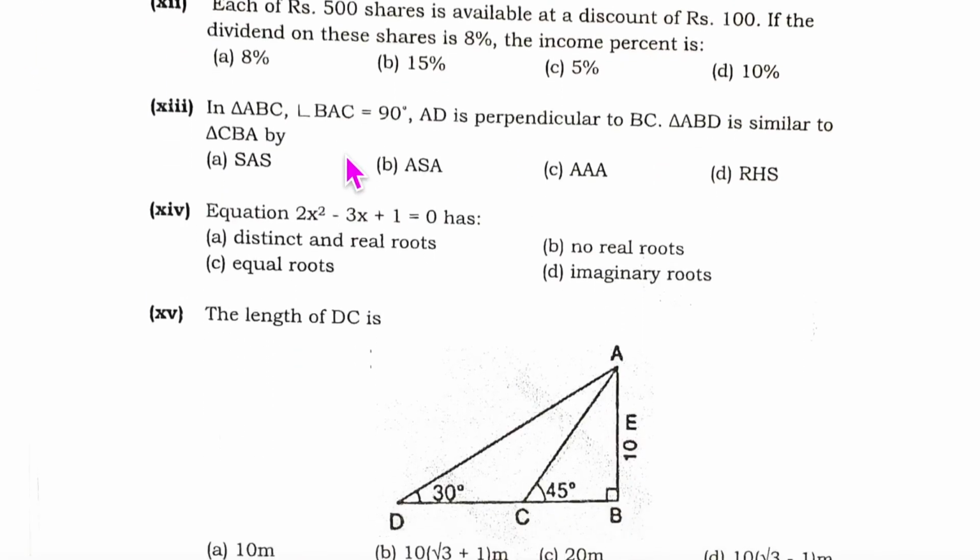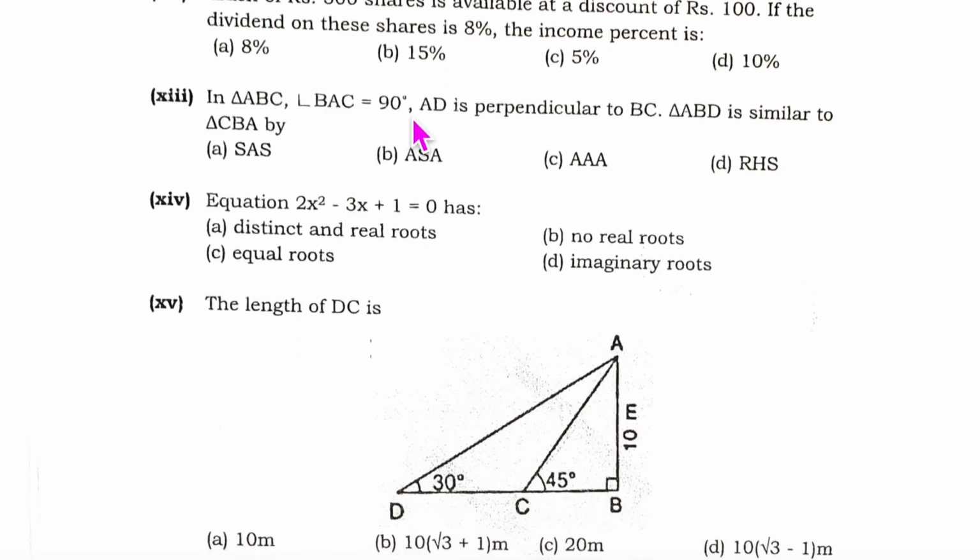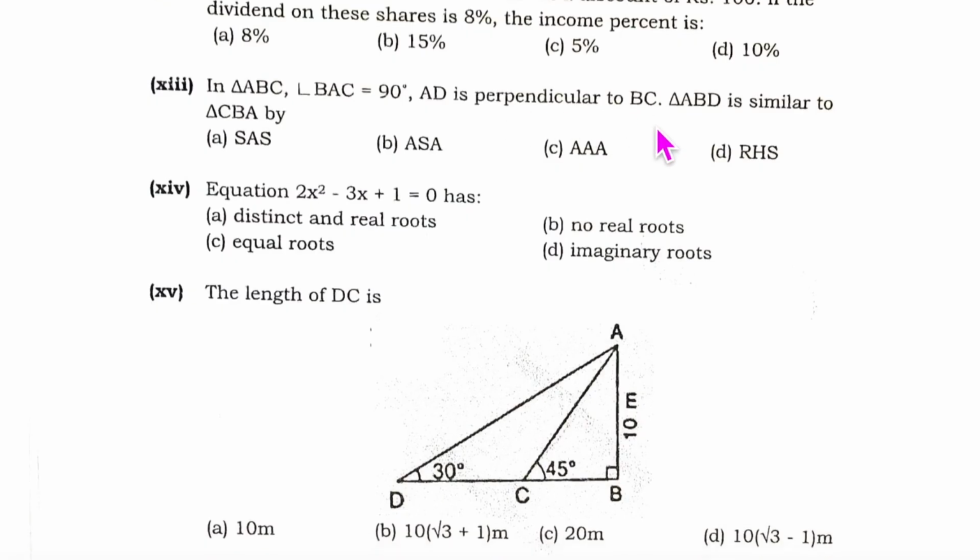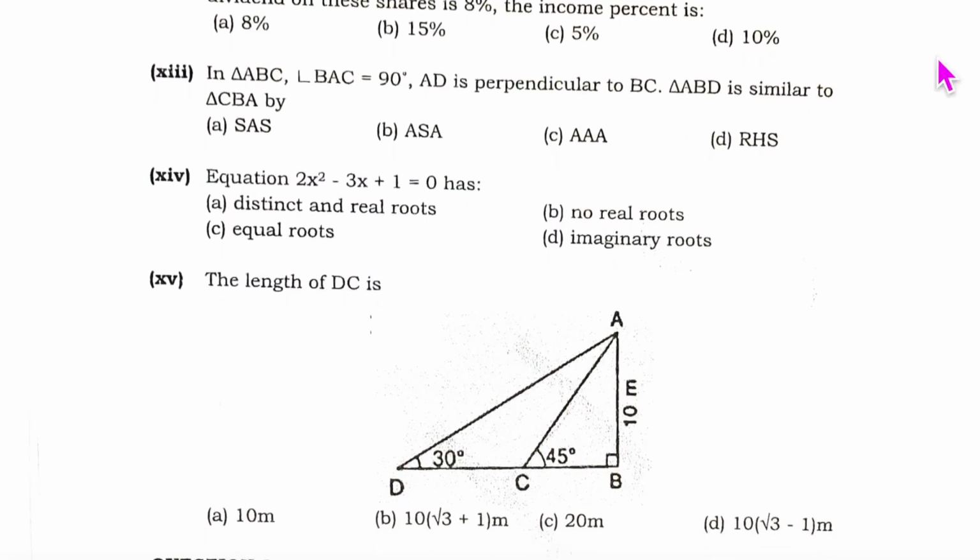In triangle ABC, angle BAC is 90 degrees and AD is perpendicular to BC. So this is your A, this is your B, this is your C, and AD is perpendicular here.